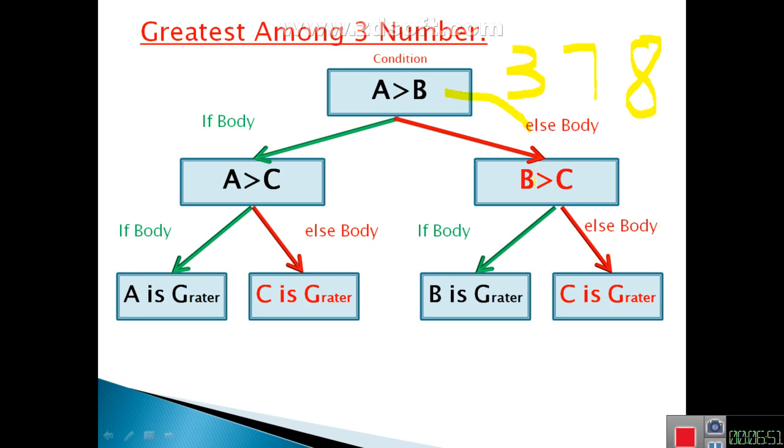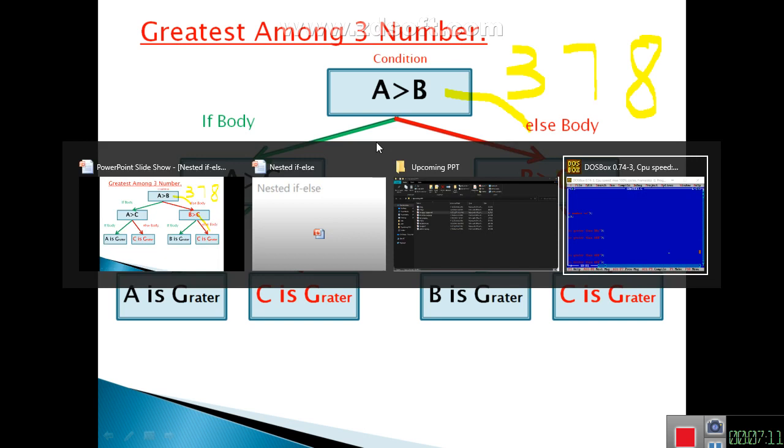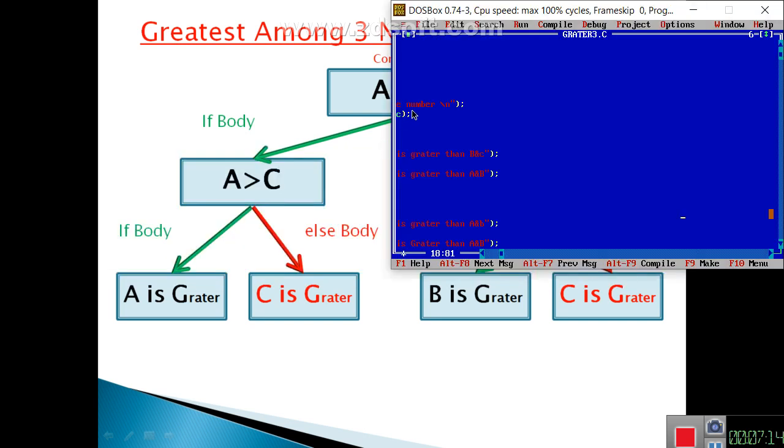Here I am taking the second and third value. 7 is greater than C? It is also false. So directly it goes to the else body and displays C is greater. Okay. So this is the way you need to understand the nested if else. Directly we can go for the example program in the Turbo C software.